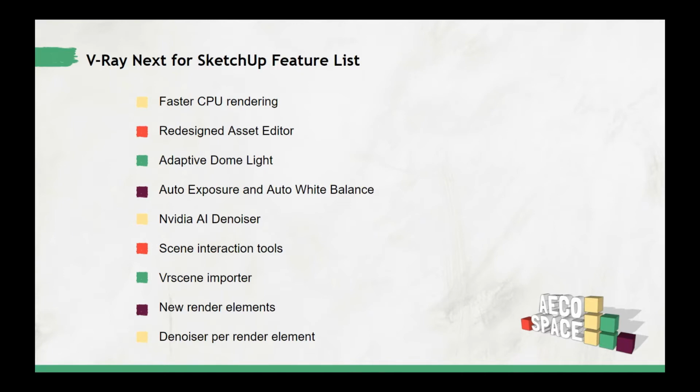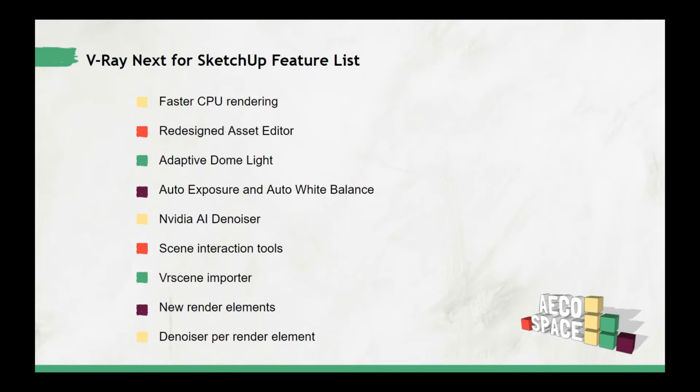We have the implementation of the NVIDIA AI denoiser, which is a wonderful way to make rendering faster even in the look development stage. Some of you may be familiar with the V-Ray denoiser. It's still there, it's still working beautifully. There's just another type called the NVIDIA AI denoiser, which is amazingly fast, especially in the look development part of the scene.